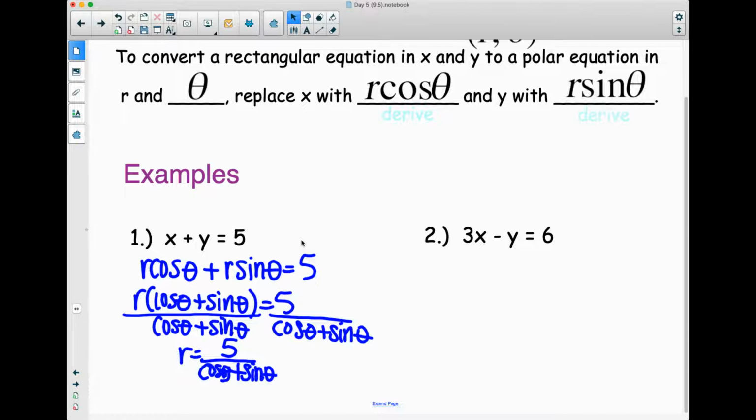That's a theta in there. It's just not letting me write it. Okay, so we went from having x's and y's to now having r's and thetas. Go ahead and give number 2 a shot.